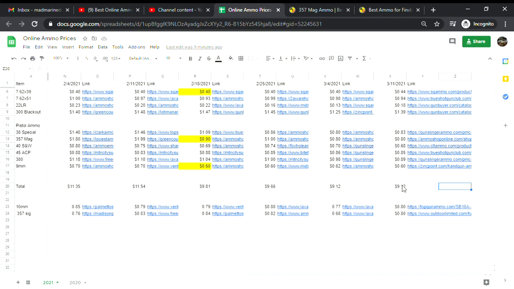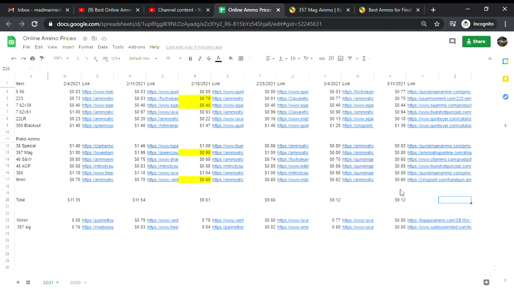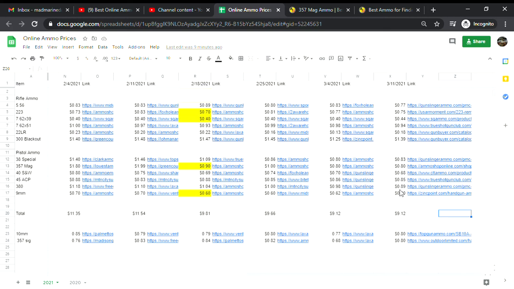As far as the difference between last week and this week, basically about the same, all in all, a few up, a few down. I think if we had used maybe some more Online Ammo Shop stuff, it might have been a few cents less, but I understand that you guys are concerned about those shipping and handling fees, so I will do my best, anytime I see Online Ammo Shop, to calculate it out and see if it's the best deal or not.